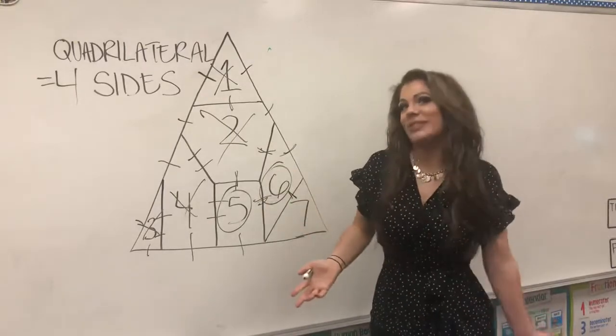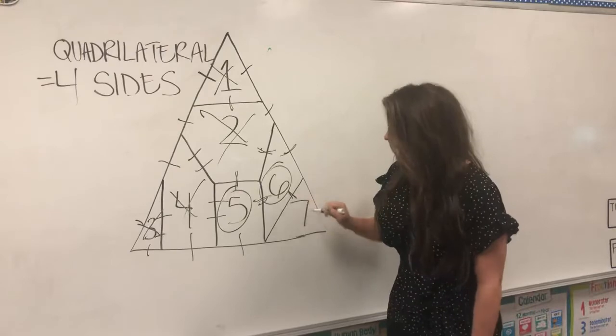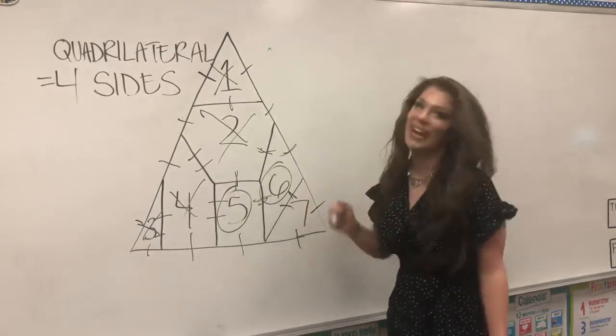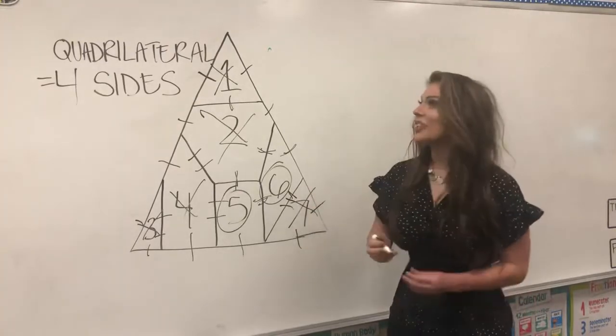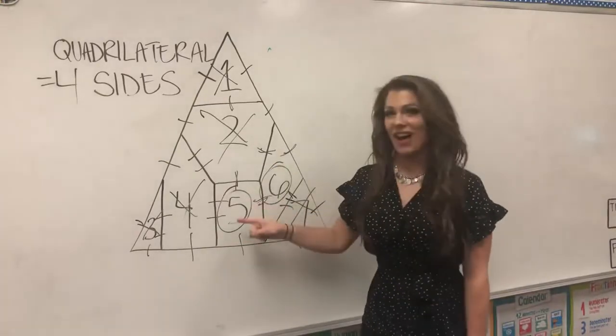Let's just double check to make sure 7 isn't a secret quadrilateral too. 7 has 1, 2, 3 sides. Nope. So our 2 quadrilaterals that were hiding in our triangle are 5 and 6.